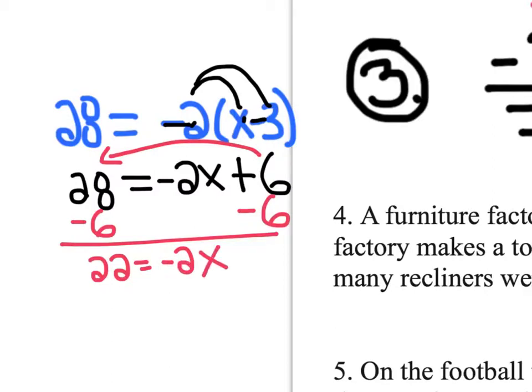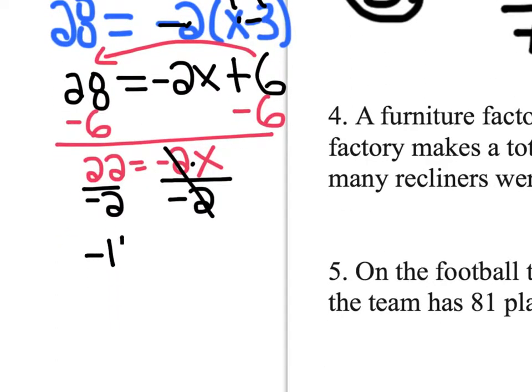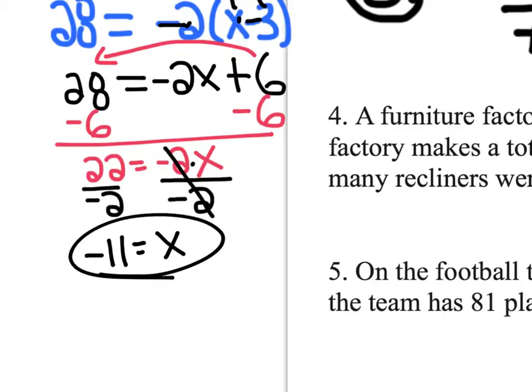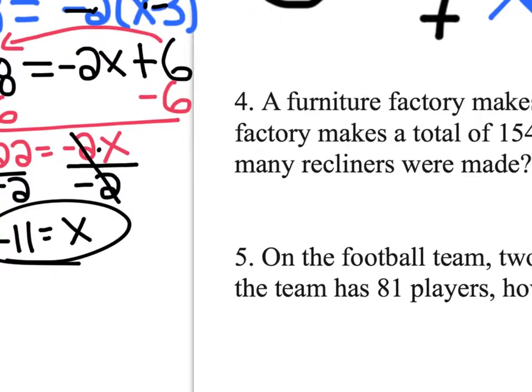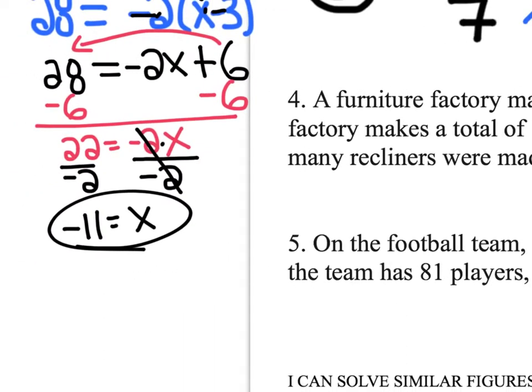And then at the very end, negative 2 is multiplying x, right? So opposite is to divide. And you divide by whatever it is to get rid of. 22 divided by negative 2 is negative 11. And that's what x is. We could check that if we really wanted to make sure it's true. Should be your answer there.